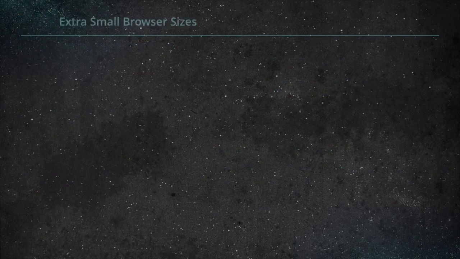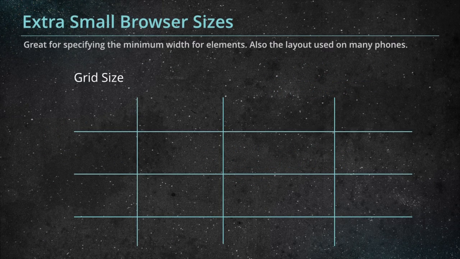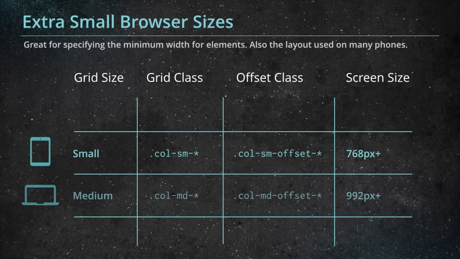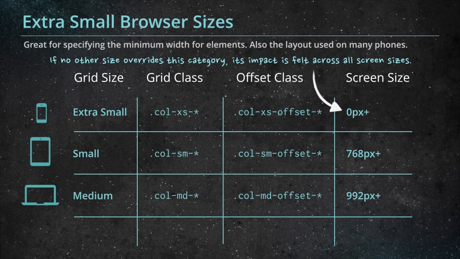Let's take a look at extra small mode, which is what you'd see if you viewed our site on a phone. When designing for extra small devices like phones, you can use this col-xs prefix for all of your grids and offsets. This will be applied for screens 0 pixels and above. This is great for applying a minimum width for your elements, things that will be applied across all grid sizes. The extra small classes are great for specifying a minimum width on elements, assuming you don't override them with another grid class from a larger size.